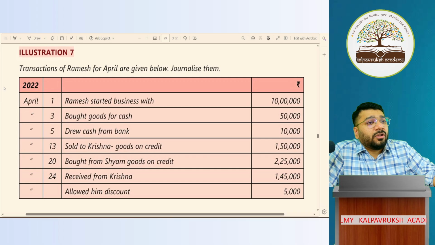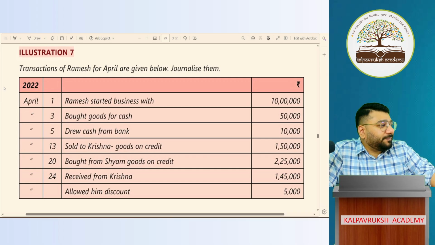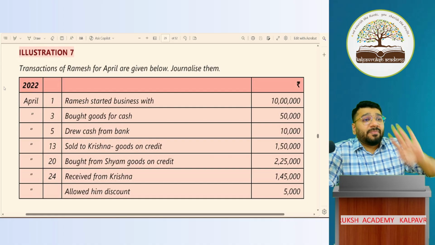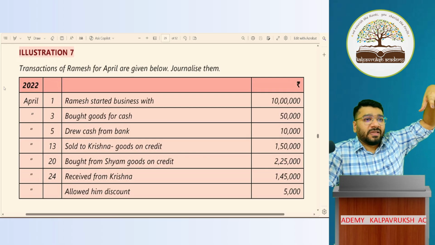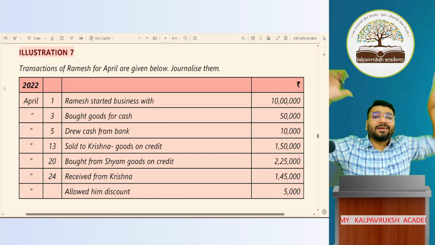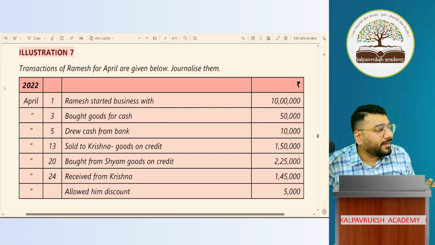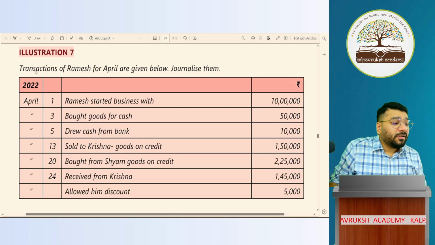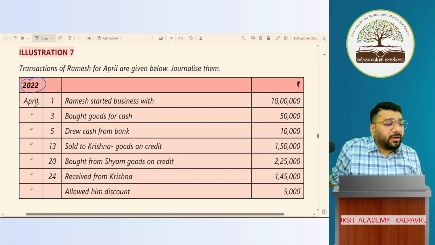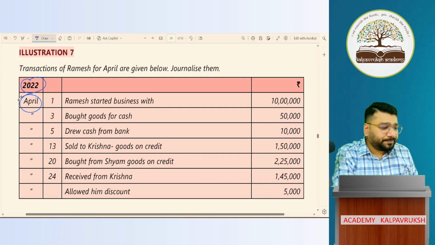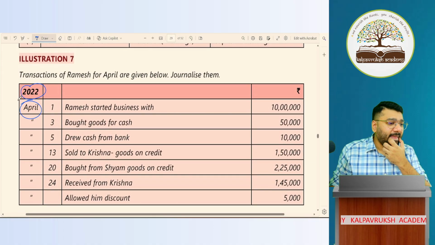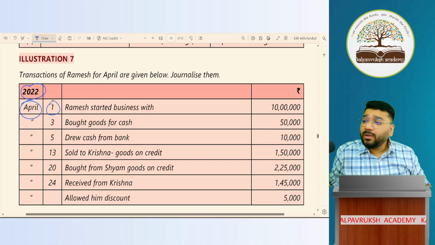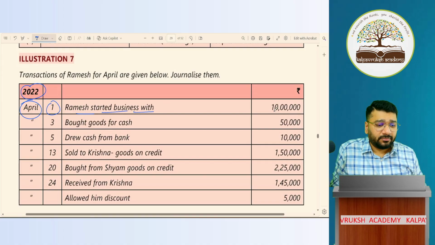Okay. Ramesh's business name should have been mentioned. If it is not mentioned, we'll assume that Ramesh's business name is Ramesh itself. So one Ramesh is the owner, one Ramesh is the business. Both are different. Got it? Not got it? Okay. This is in 2022. All the transactions are taking place in the month of April. Chalo, great. April 1, Ramesh started business with 10 lakh rupees.